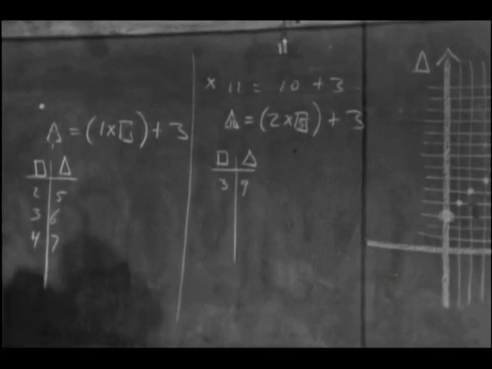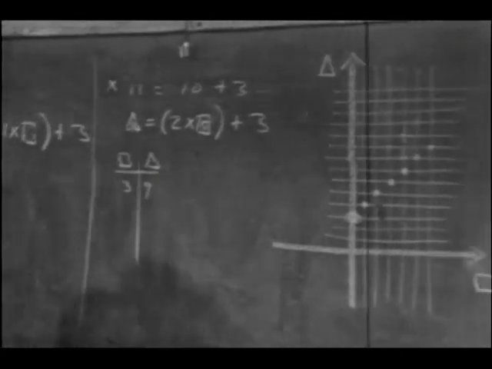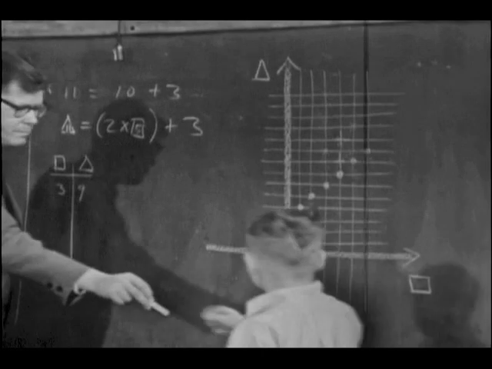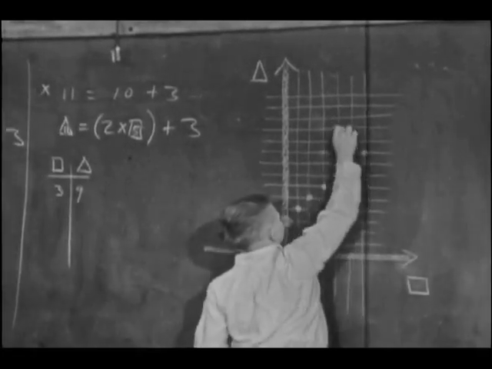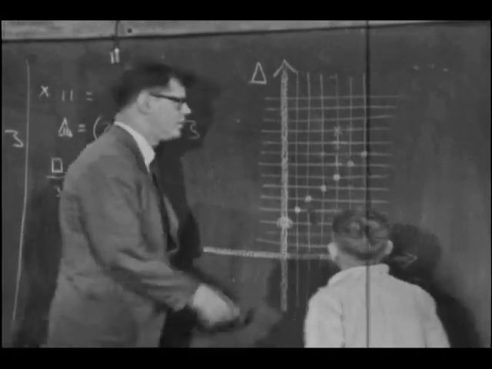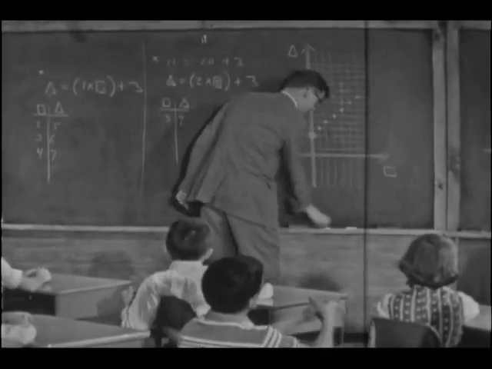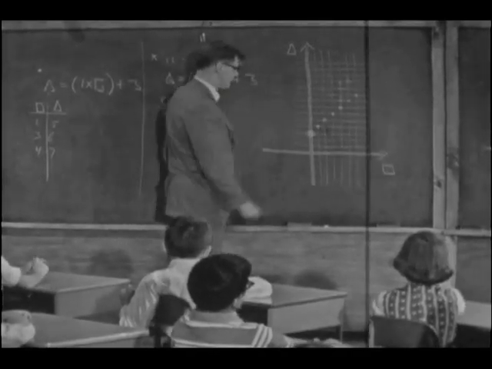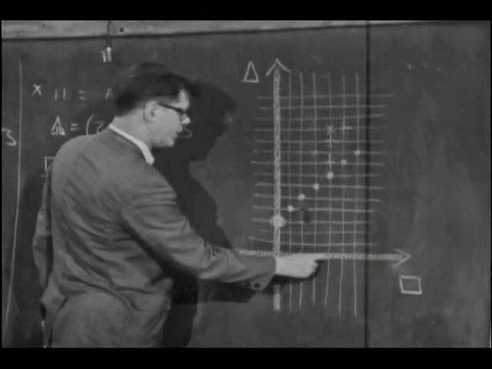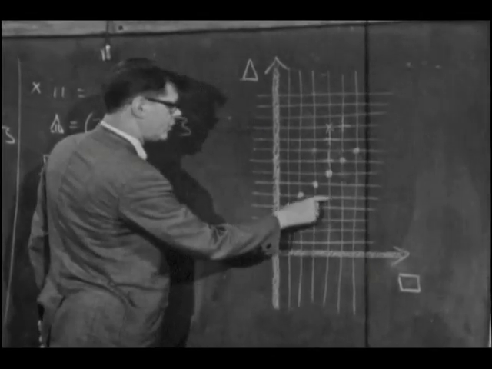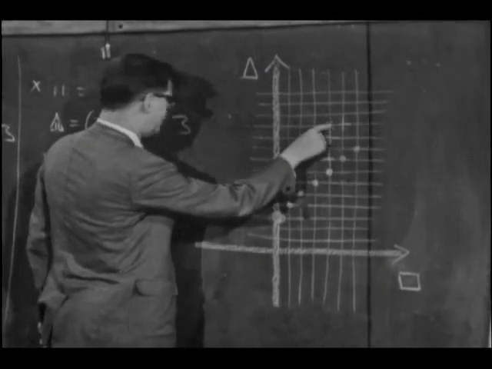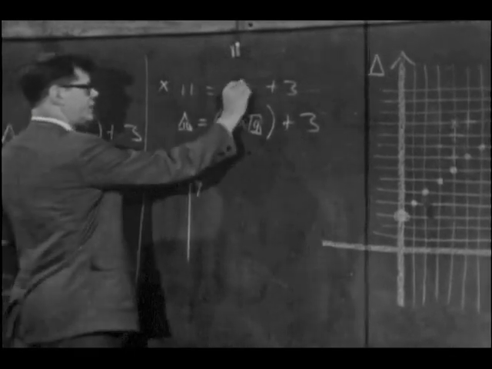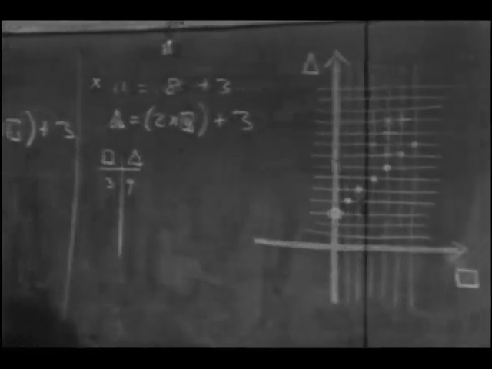Somebody want to come try something else? Mark, come try something else. You think you'd like it there? I'll erase the other one. And the one Mark just put down is right here. Let me count it. 1, 2, 3, 4. 1, 2, 3, 4, 5, 6, 7, 8, 9, 10, 11. 4 and 11. The 11 is the same. So it's 11 equals 2 times 4, that's 8, plus 3. True or false? True. Right.